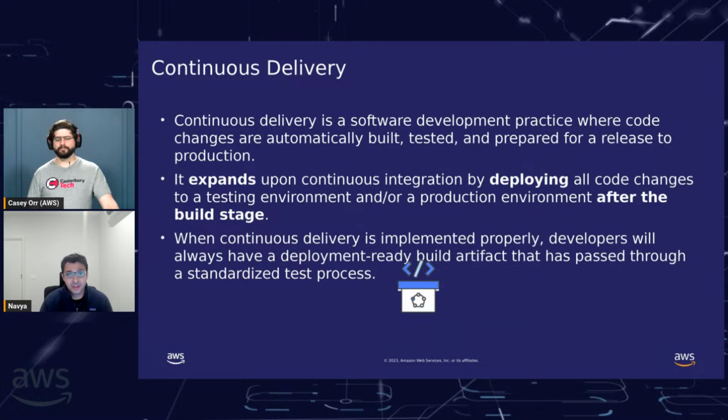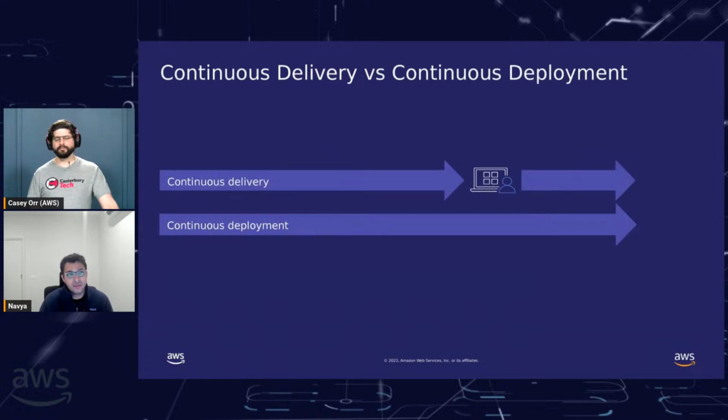Very important. All right. So a lot of times we confuse continuous delivery and continuous deployment. The reason for the confusion is quite valid because they're very similar to each other. But as you can see from the diagram itself, the main difference between the two is basically the human intervention that happens with continuous delivery.